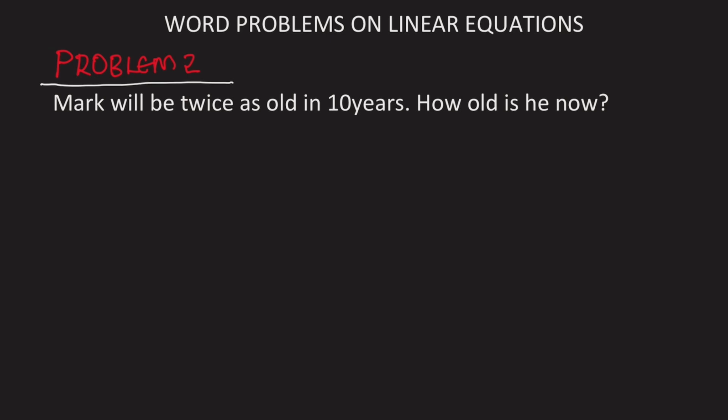Okay, so question 2 says, Mark will be twice as old in 10 years. How old is he now? Following the steps, we need to know exactly what we are looking for. It's asking how old is he now. So the variable we are looking for is Mark's present age. So let Mark's present age be equal to x.